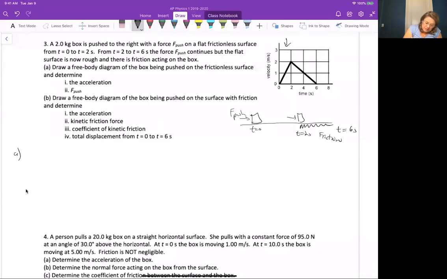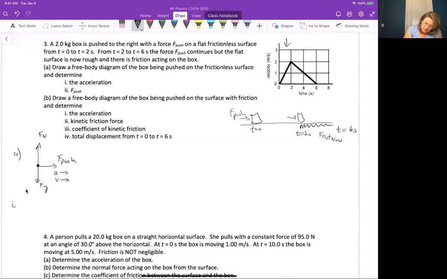So if I have a free body diagram of the box, this is FG, this is force normal. They should be the same length, by the way. And here's my force of the push to the right. Sure enough, I have acceleration, so my velocity is changing. So acceleration is positive. Actually, how about we just say acceleration is to the right and velocity is to the right. It's increasing to the right, right?